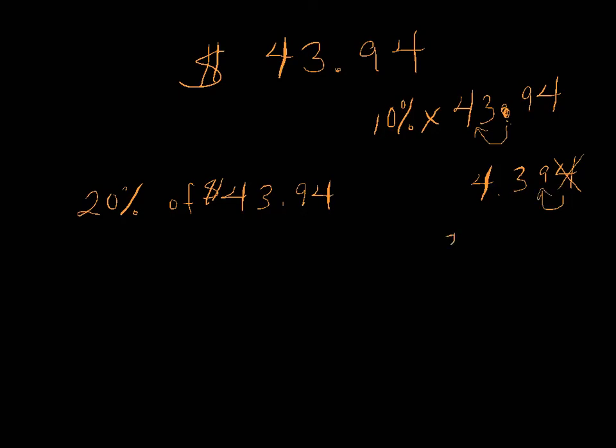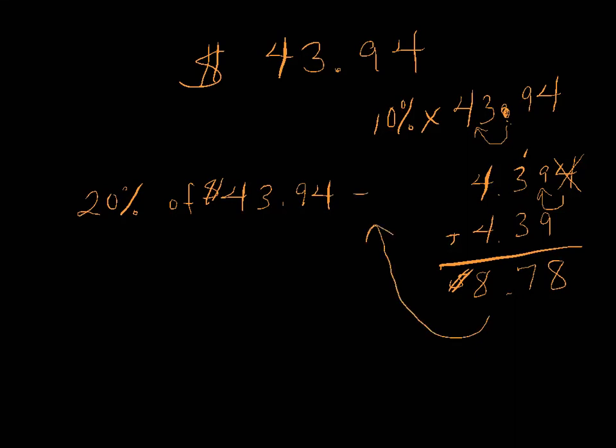Now we can take $4.39 and double it, and we have $8.78 to be exact. So 20% of $43.94 is $8.78. So the tip for that person should be $8.78. So that's a quick way to find the tip for 20%.